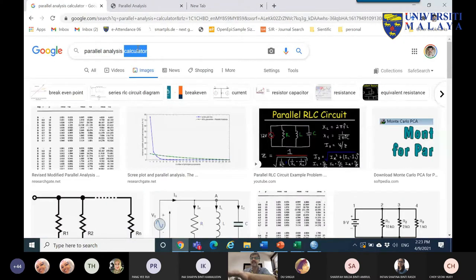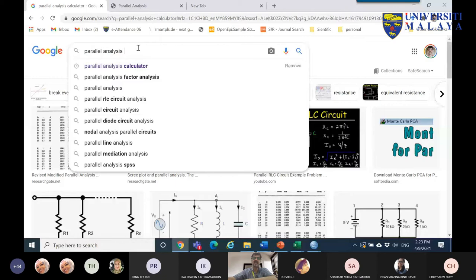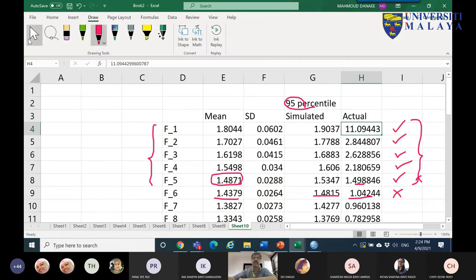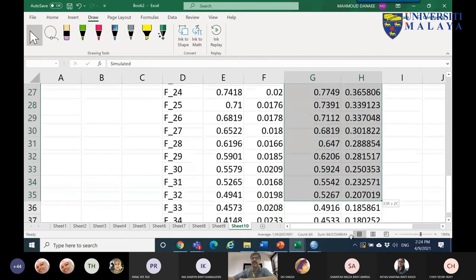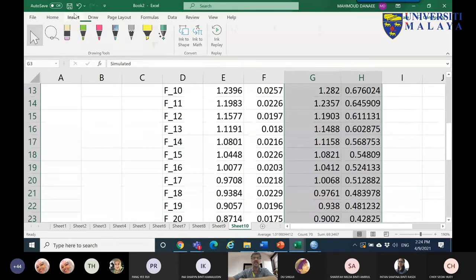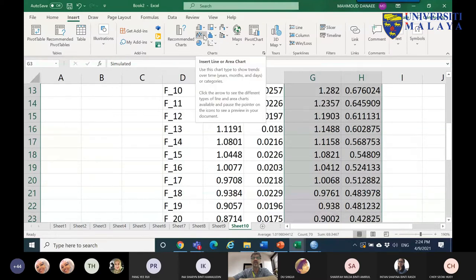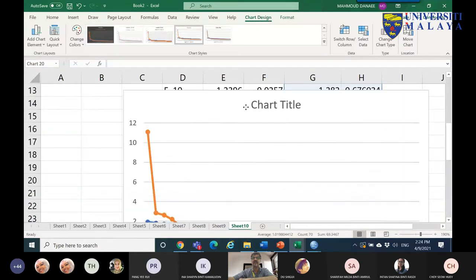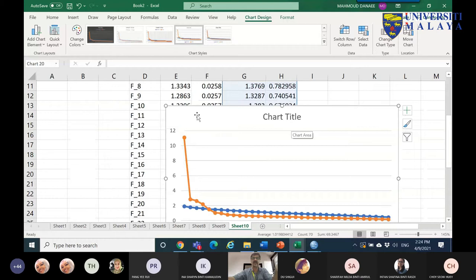Correct? So if you search for parallel analysis in the web under image, you can see always these charts. Look at here. These are the charts that always we advise to report. This is the parallel analysis. Look at here. Observed eigenvalue by 95% and by mean parallel. So both of them can be reported. What I need to do, very simple. I go back to data, I select this simulated data, and then I go to analyze, insert into line, and then select the line. Now this graph, you can report this graph as an evidence of the parallel analysis.